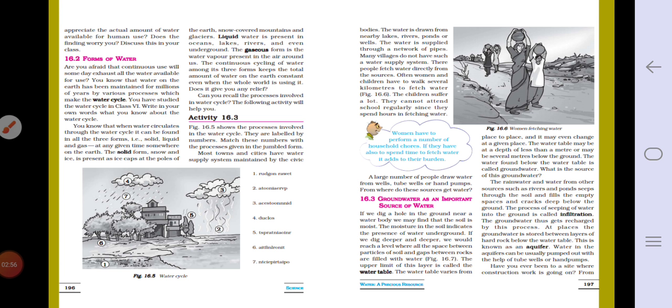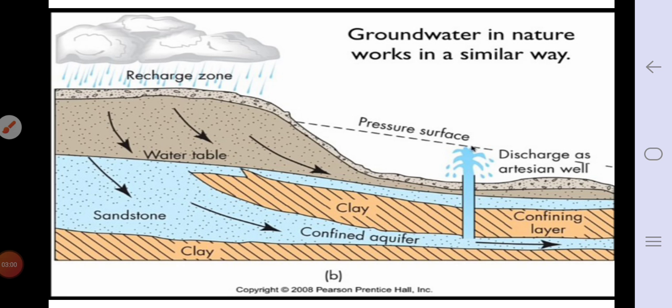So now we'll start with groundwater. What is groundwater? See the picture here. Groundwater looks quite like this. Underground water. Okay, so we'll do it one by one. If we dig a hole in the ground near a water body, we may find that the soil is moist. Yes, we find the soil moist.